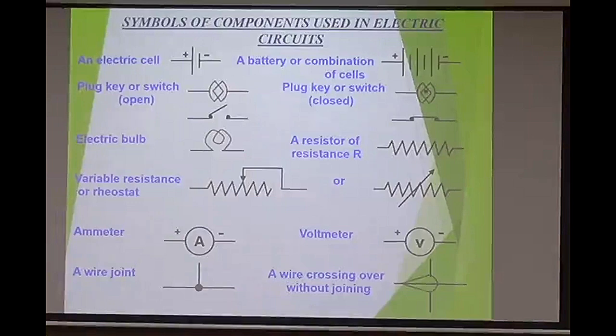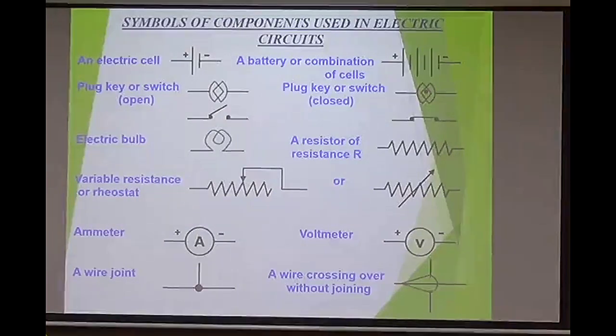Then we have a symbol for an electric bulb, a resistance, and a variable resistor or rheostat, in which we can change the obstruction offered to the current flow. It has two different symbols. Then we have a symbol for an ammeter, which is a circle with a capital A inside and positive and negative terminals marked. Similarly, we have a voltmeter symbol, and a wire joint. When two wires are joined together, we show a solid dot. And if they are just crossing over one another, we don't put a dot there. So these are certain symbols. Now, we will discuss how we use these symbols in different electric circuits.